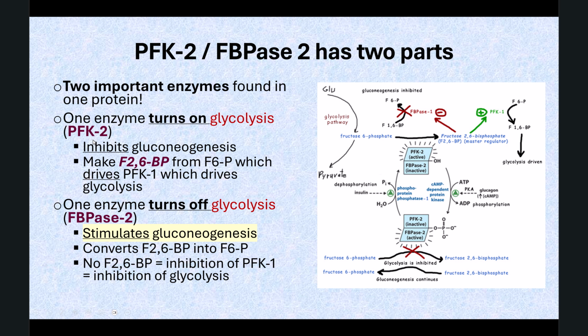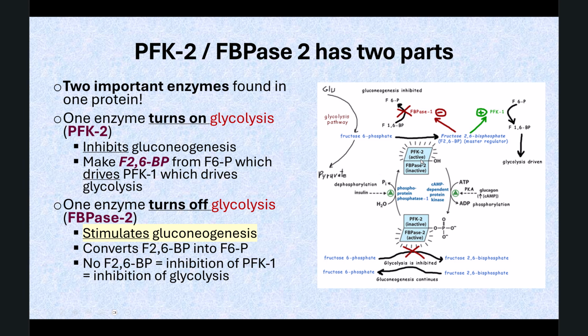So this PFK2 turns on or stimulates or drives glycolysis, a good study slide right here. It inhibits gluconeogenesis. How does it drive glycolysis? It makes F26BP. Fructose 2,6-bisphosphate is made from, where does it come from? It's made from fructose 6-phosphate. What does it do? It drives PFK1, which drives glycolysis.